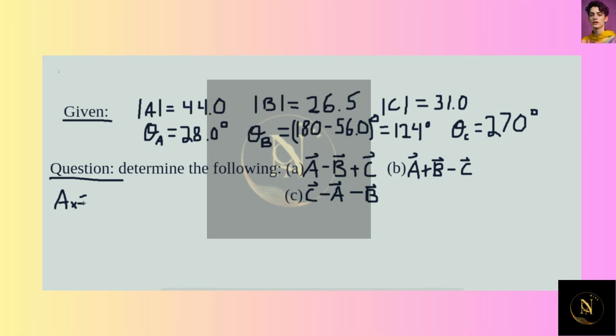In order to do that, we're going to go ahead and do that calculation here. So A of x, the x component of vector A, is equal to the magnitude of A multiplied by the cosine of theta A. Cosine because it's in the x direction. So 44 times the cosine of 28. If you plug that in, that gives you 38.85.